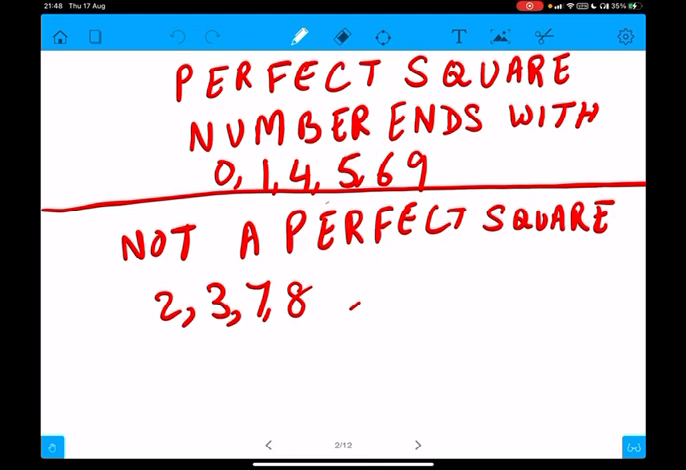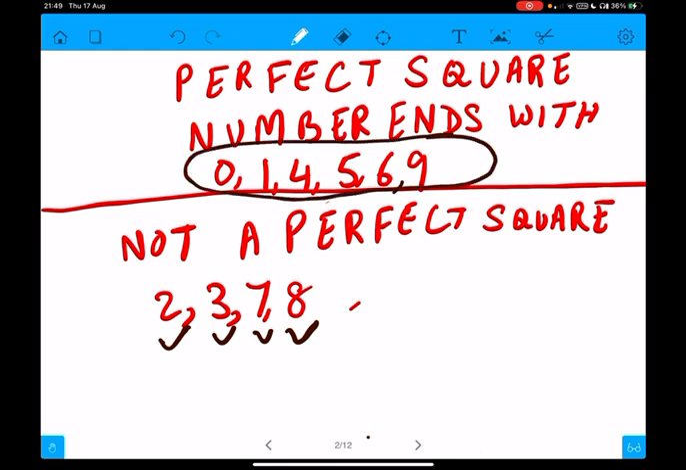And how do we know whether the number is a perfect square or not? The unit digit of the number should end with 0, 1, 4, 5, 6 or 9. So if the number ends with 0, 1, 4, 5, 6, 9, it may be a perfect square. If the number ends with 2, 3, 7 or 8, then it's not a perfect square. Now, how do we know whether it's a perfect square or not?